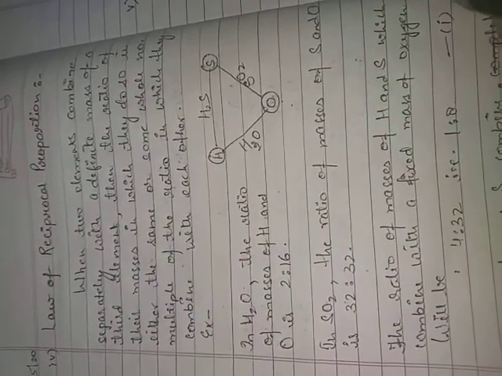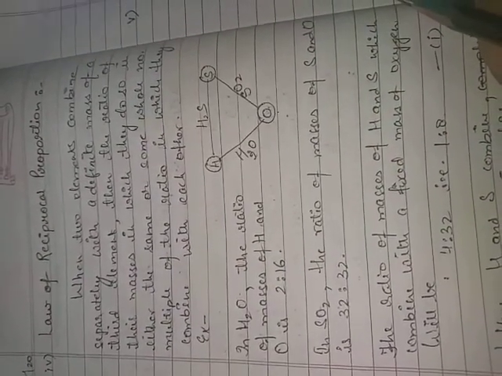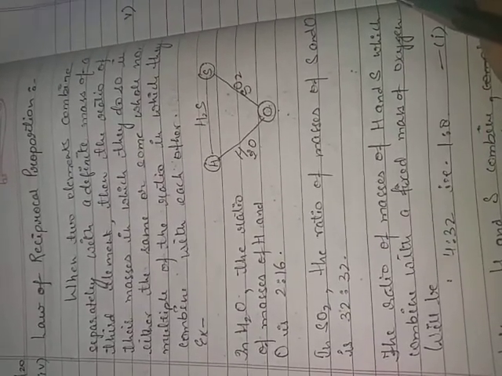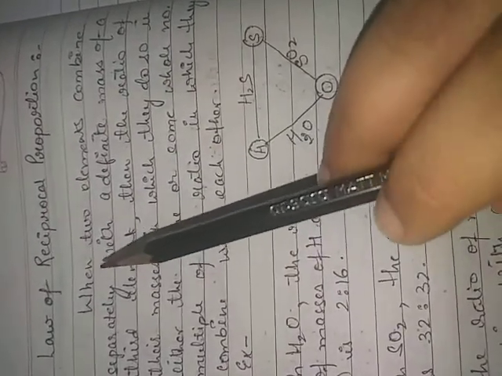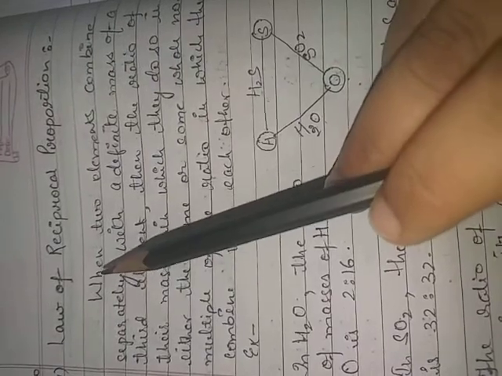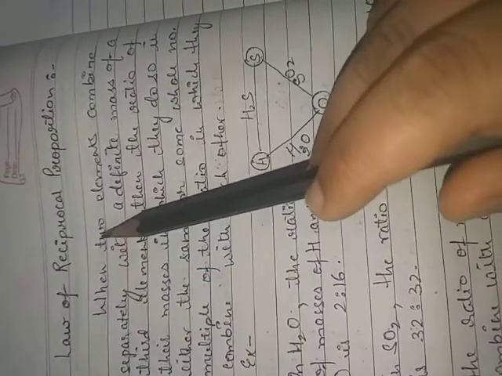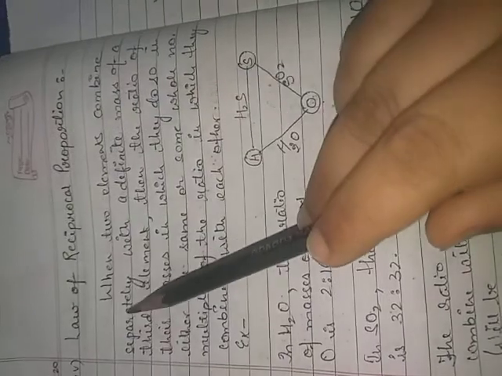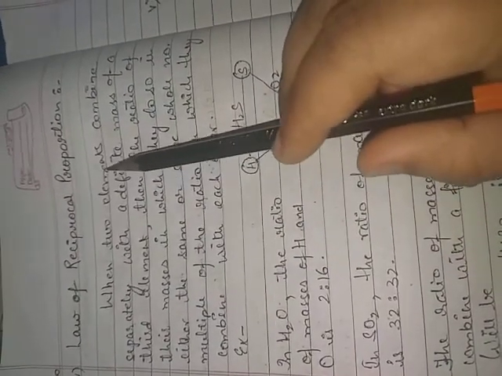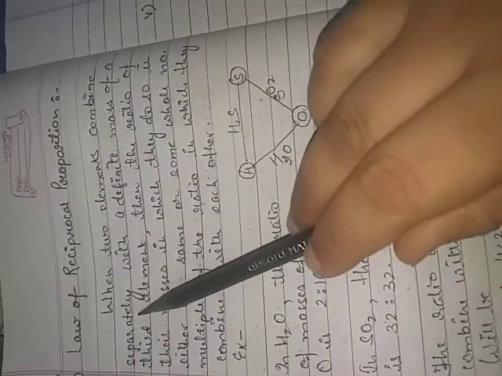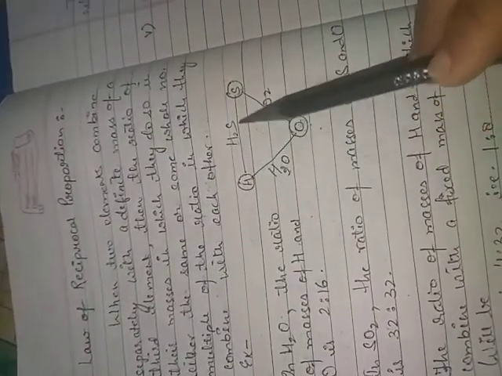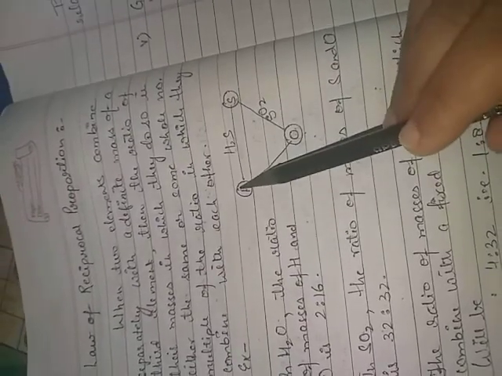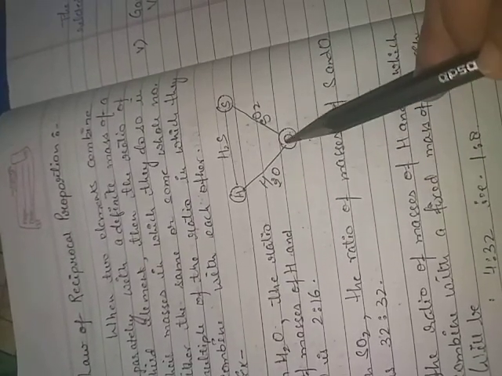Hello students, today we will study two laws. The first one is the law of reciprocal proportion. Listen very carefully. When two elements combine separately with a definite mass of a third element, two elements combining separately with a third element.